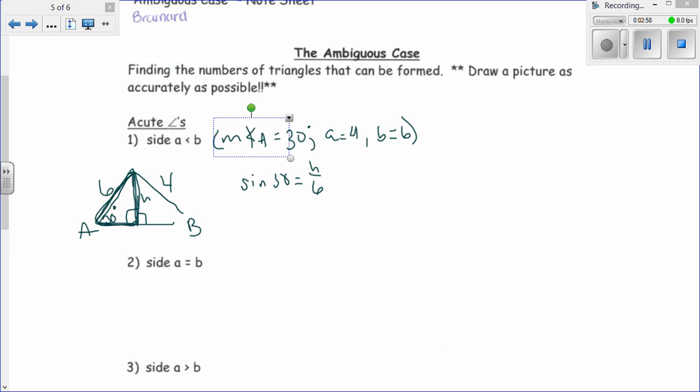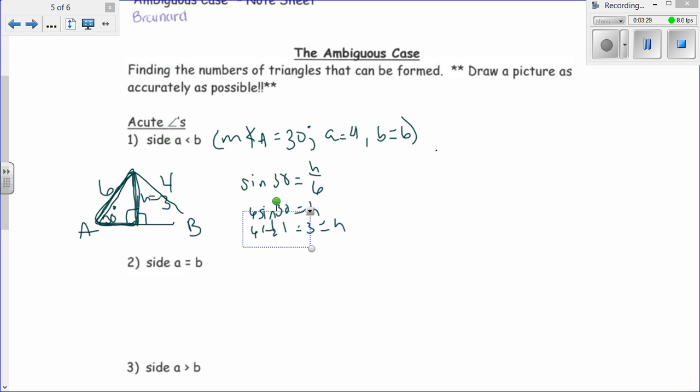If I cross multiply, I will get 6 sine 30 equals the height. The sine of 30 is 1/2, so 6 times 1/2 is equal to 3, which is the height. So the height is equal to 3. The question I have is, if my height is equal to 3, how many triangles can I form? In this case, I can form 2 triangles.